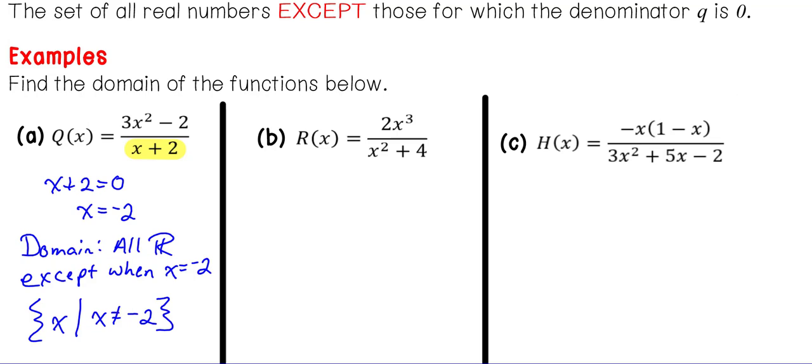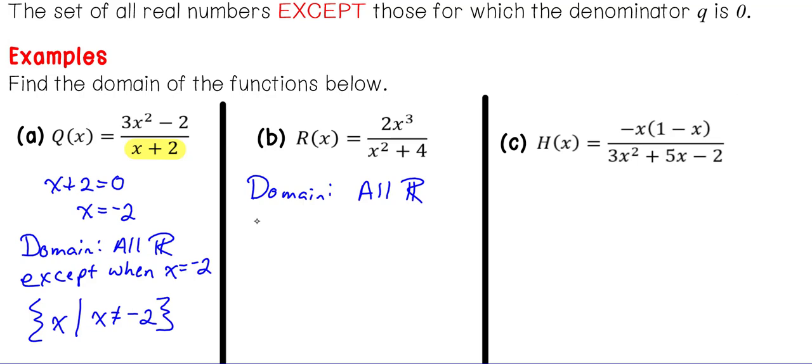So for this next one, we could reason this out. Any number I put in for x is going to be squared. And I know anything that's squared is going to be positive. And by adding 4, that means we're never going to have a 0 in here. So in this case, the domain is going to be all real numbers.